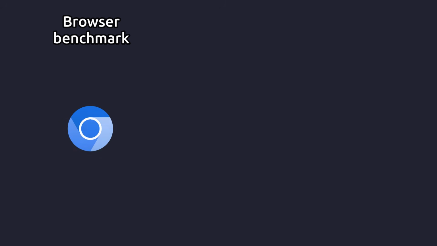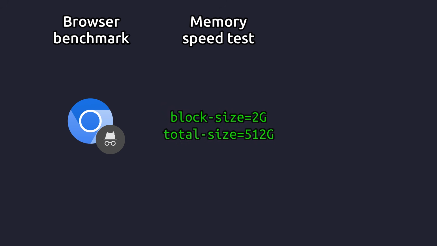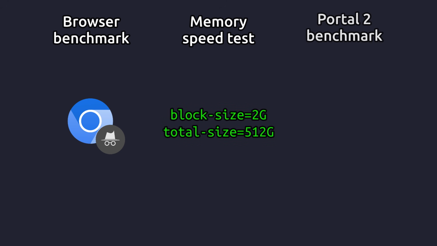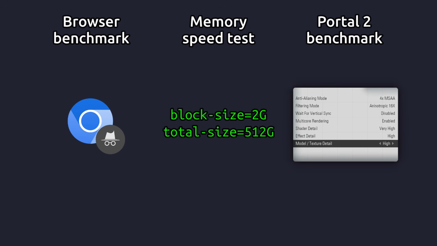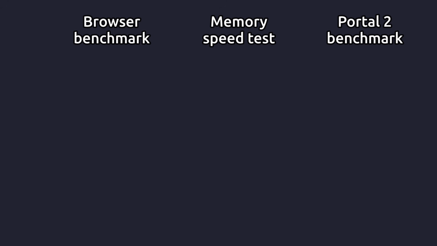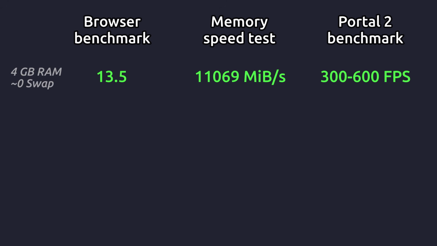As for environment, the browser benchmark targets plain unmodified Chromium on an incognito tab to prevent caching. The memory benchmark tests 2 GB blocks across a max total run size of 512 GB, and the Portal 2 benchmark is run on Vulkan using the highest graphics settings. For a control, I ran each of these tests with 4 GB of actual system RAM and a tiny bit of swap just to prevent the OS from locking up. And, as already discussed, I then ran these same tests with almost no usable system RAM and 4 GB of simulated RAM on the disk.